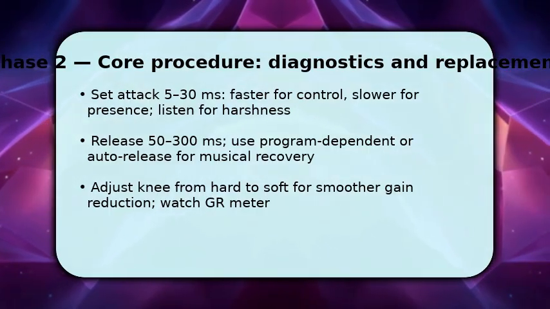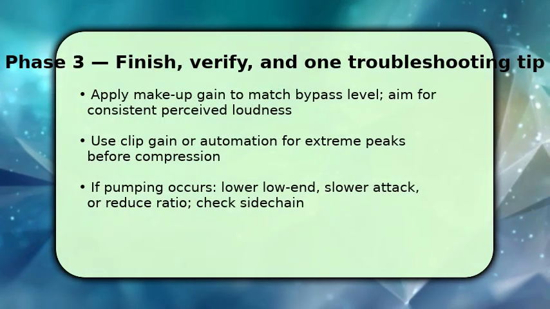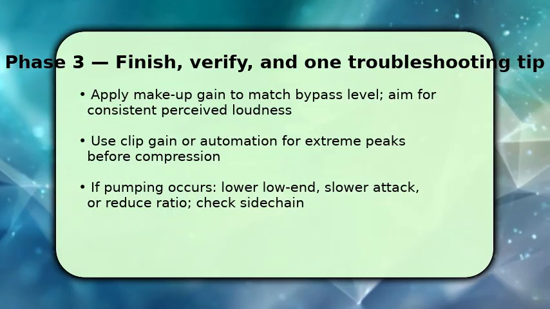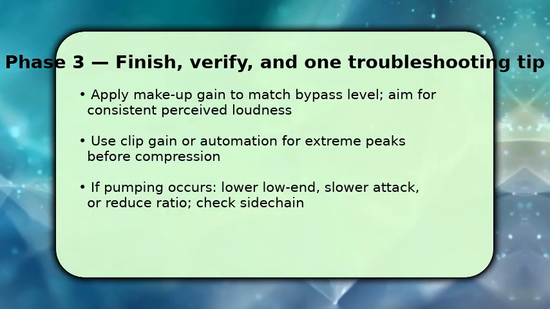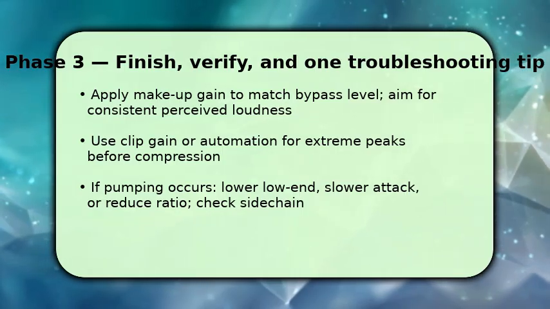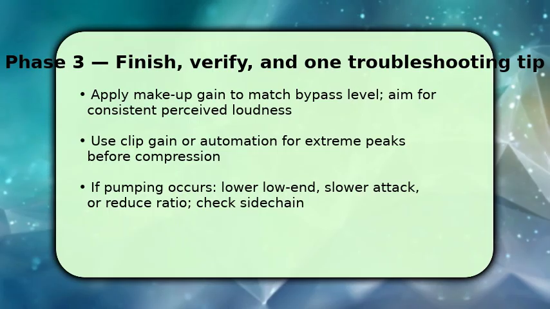Finish by matching loudness. Use makeup gain so the compressed vocal equals the bypass level, and then ride automation for phrasing where compression can't fix uneven words. Once done, add gentle parallel compression or bus the vocal to a group for gluing with EQ after compression.